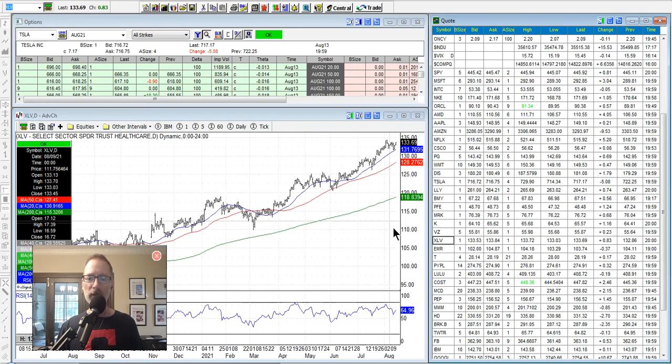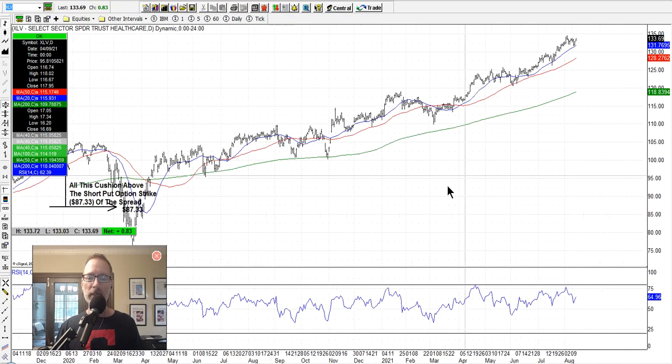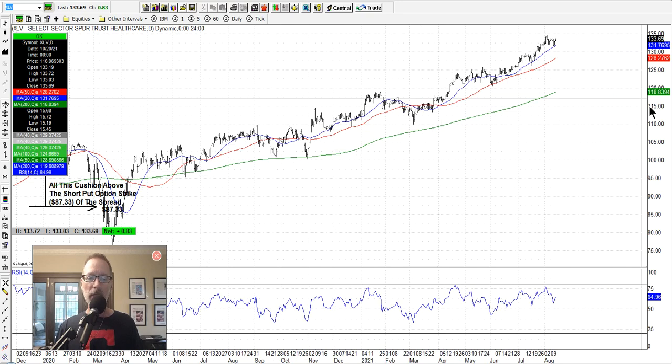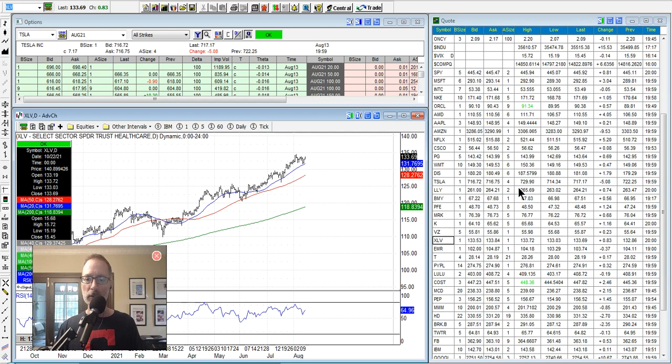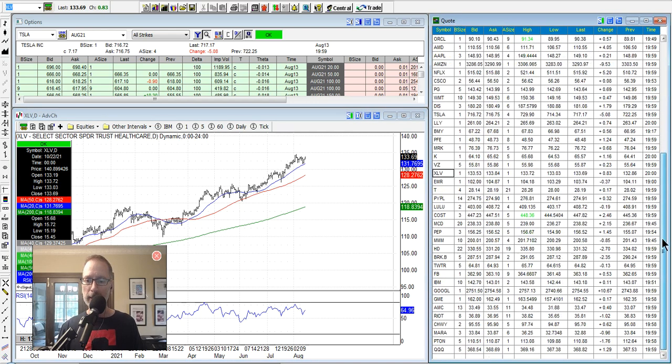So the XLV is the healthcare ETF. I love the XLV because these healthcare companies are so great. You can see it's just been hugging the 20-day moving average. Like healthcare, may want to get in. We may do something with some bullish put spreads here. Bounced off the 20-day, so I like the healthcare ETF. Looks good. What else we got?